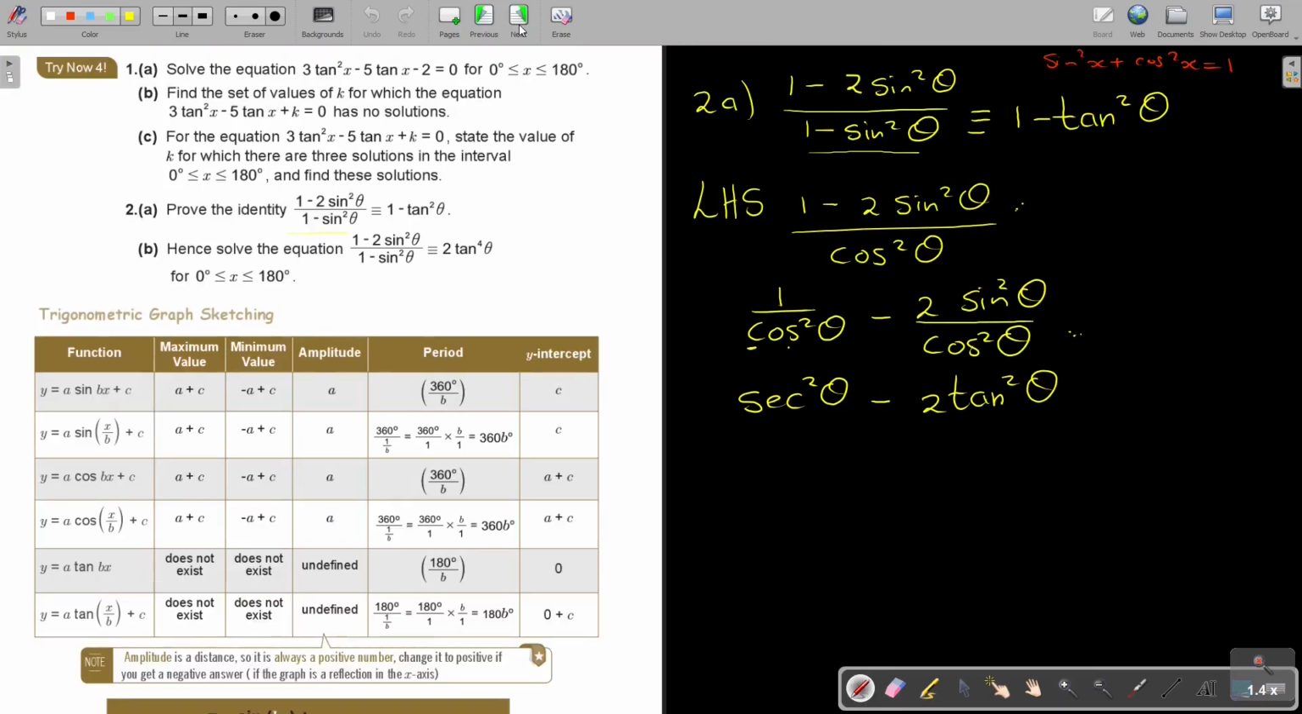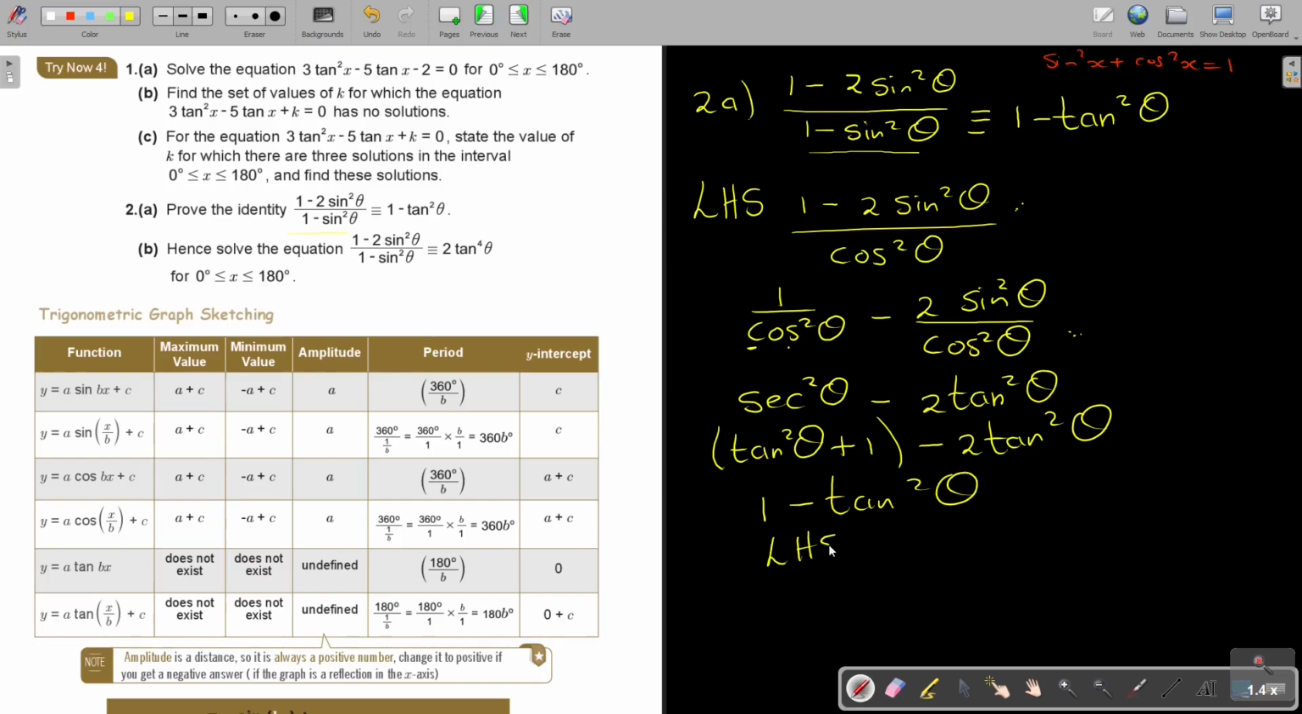Okay, so can you remember? In the place of this one, I'm just going to put now tan square theta plus 1 minus 2 tan square theta. So what will I get? I will get 1 minus tan square theta. And then I can say the left-hand side is equal to the right-hand side. And that's how I can end.